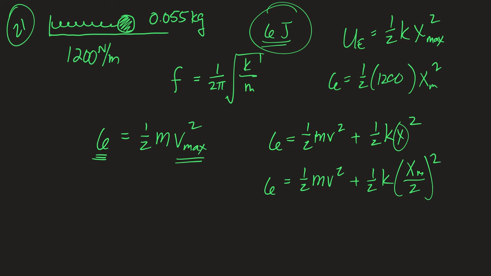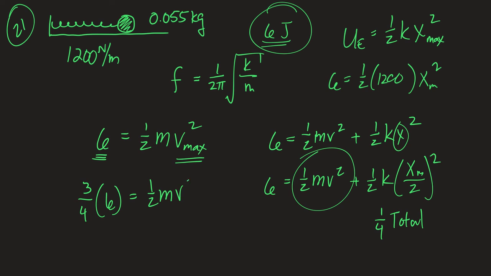Now, you could do this way. You could plug in whatever you got for X max here, and you could work the problem out. But we did a similar problem to this yesterday. And in that similar problem, we found that this is 1/4 of the total energy, because that A/2, when you square that 2, you get 1/4. So it's 1/4 of the total energy, which means that 3/4 of that energy has to be there. So we could just say 3/4 of 6 equals 1/2 mv squared.